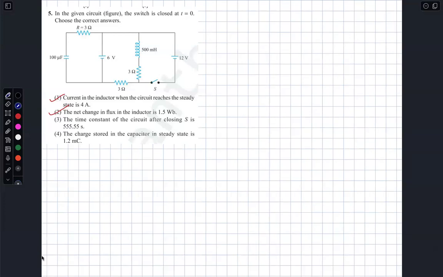Anyone done this? Already we have done this question. At steady state, you replace the inductor with a conductor. You replace a capacitor with an open switch. Now, which means forget about that 100 microfarad.